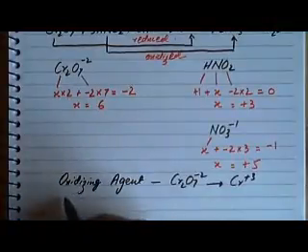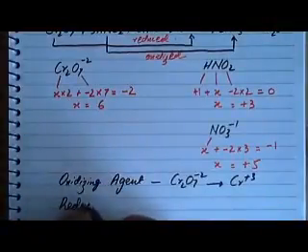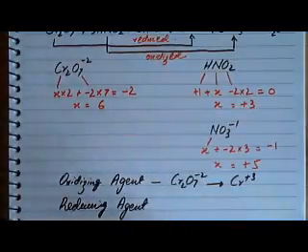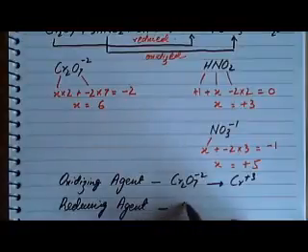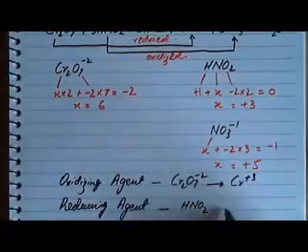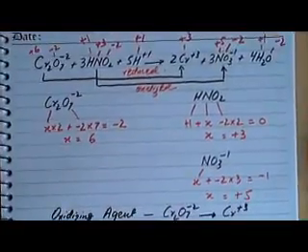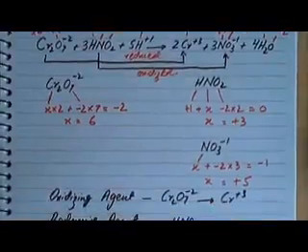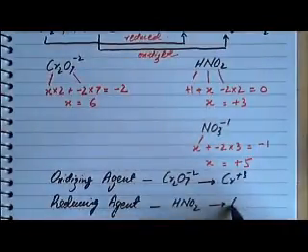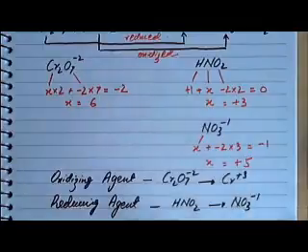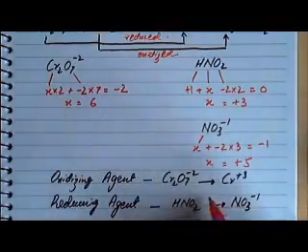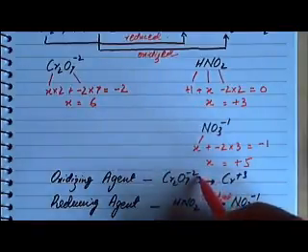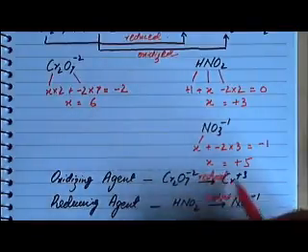And our reducing agent in this case is definitely HNO2, because it was +3 over there, and it got oxidized to +5 in the nitrate ion. So it's going from HNO2 to NO3 -1. So this one is getting oxidized, and chromium over here is getting reduced.